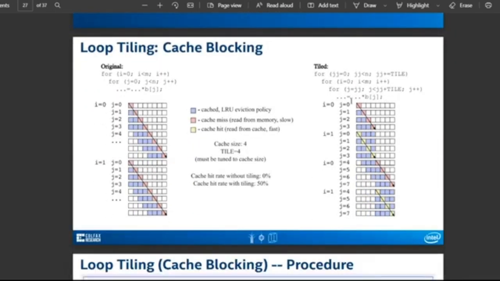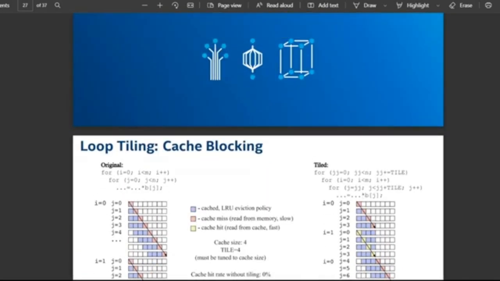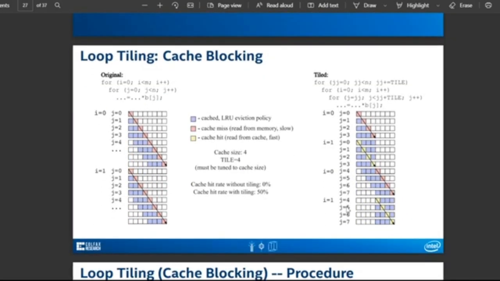So this is spatial. Forgive me for that digression, but now we're going to look at locality in space. What we're trying to achieve in locality in space is to increase our cache hit rates. So we can see in this first example here, our cache hit rate without tiling is 0. When we include tiling, our cache hit rate is 50%.